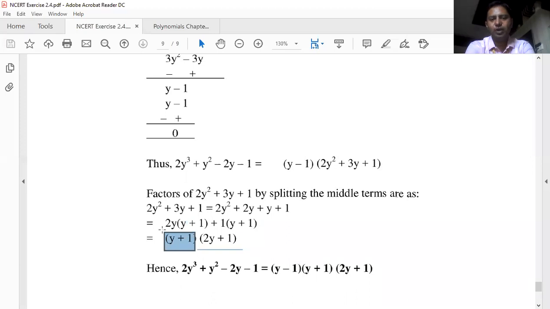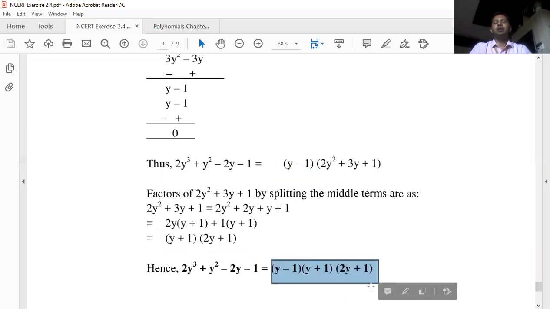So these are the two factors, and one factor we already have as y minus 1. These are the three factors of the polynomial, that is 2y cube plus y square minus 2y minus 1 can be represented as y minus 1, y plus 1, 2y plus 1 in the factorized form. That's all for the 2.4 exercise.